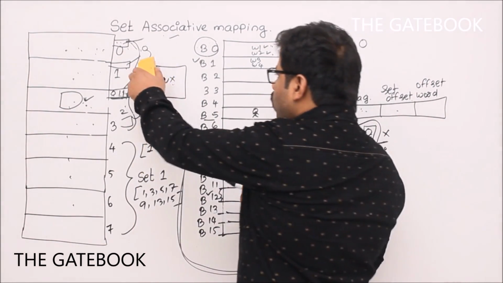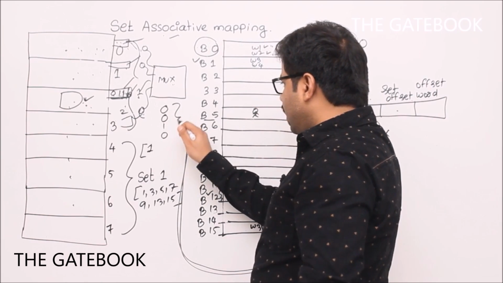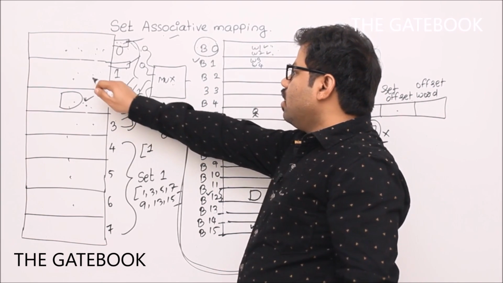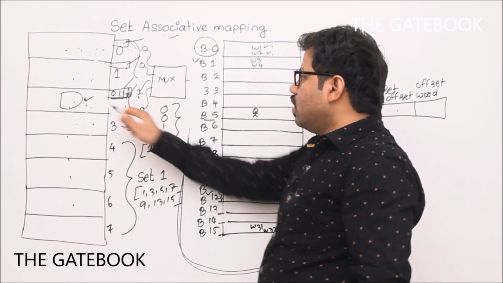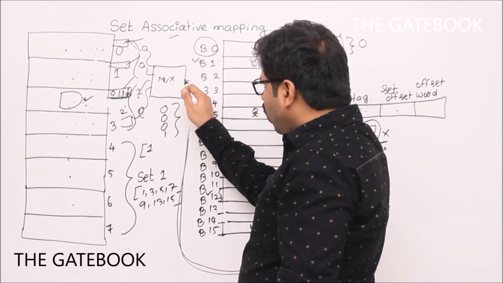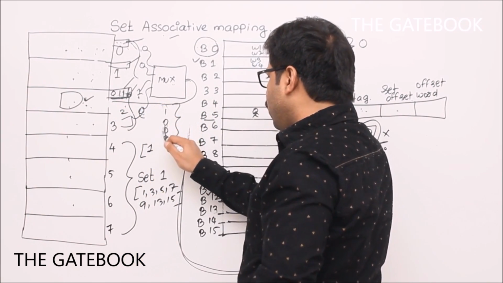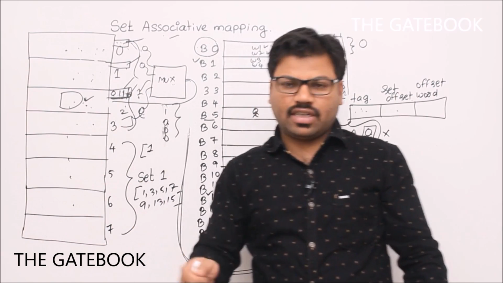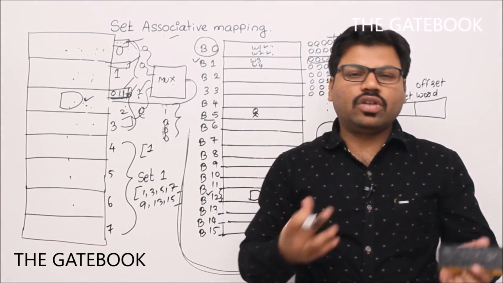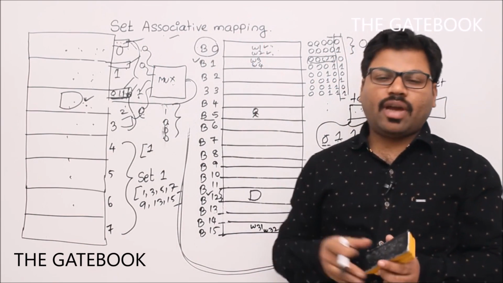If the result is 0 0 1 0, then we select the right block. Which block? The third block. If the result is 0 0 0 1, then we select the fourth block. If the result is 1 0 0 0, then we select the first block in the appropriate set. In that way we can plan. Don't worry about that hardware part. Understand? So this is about set associative mapping.